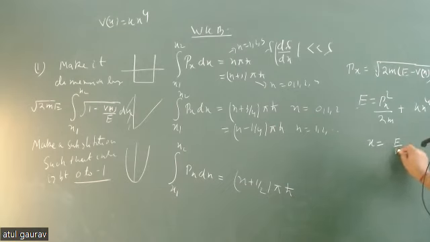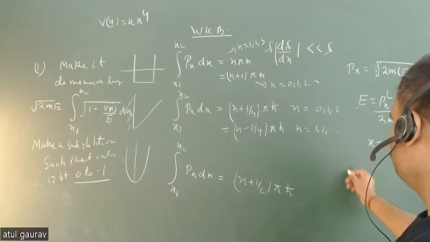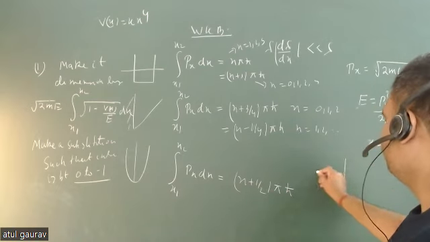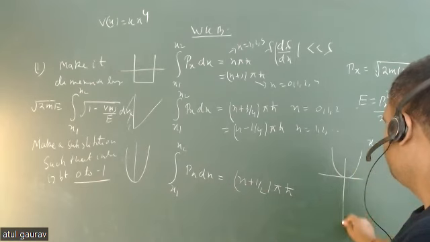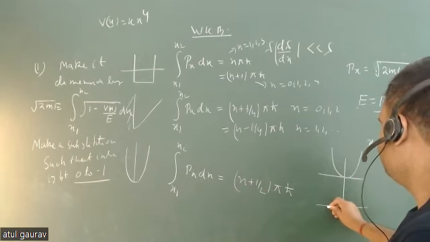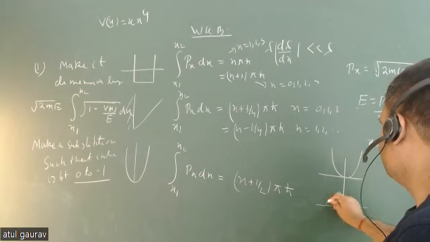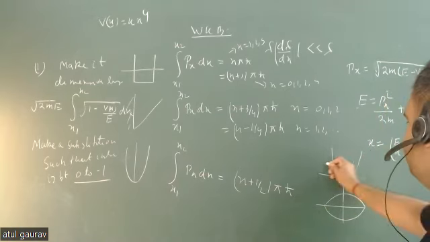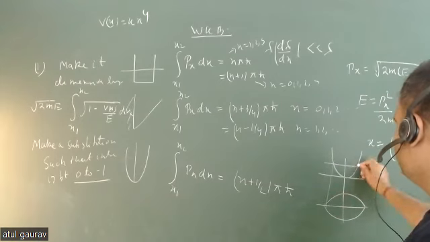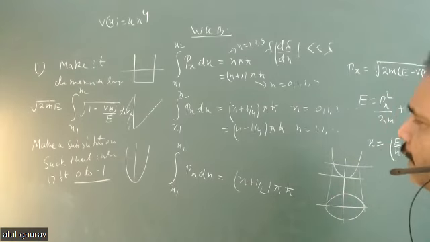E upon k to the power 1 by 4. So this is your x is E by k. So what do you have to do? You have to go for this type of potential. And if you go for the phase space, your phase space is something like this. And actually you are calculating the area under the phase space. So you have to just go for this one, isn't it?